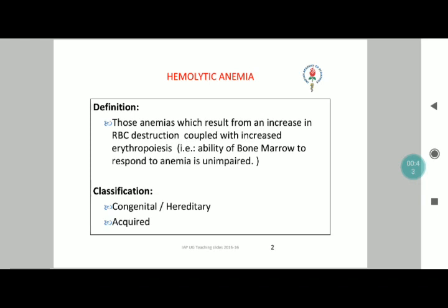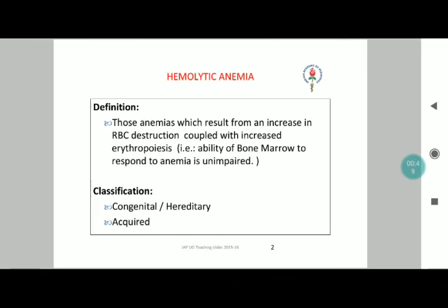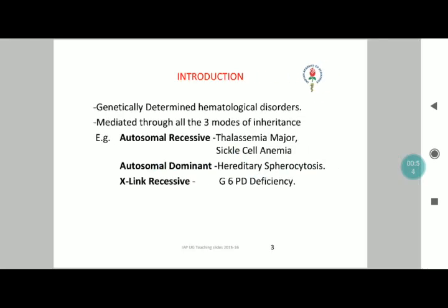Now, hemolytic anemias, we broadly classify as either congenital or acquired. Congenital, of course, is that which has a genetic basis, and acquired which has an acquired cause. So, the genetically determined hematological disorders can be mediated either through an autosomal recessive pattern, autosomal dominant pattern, or X-linked recessive pattern, and among each it has its own spectrum.